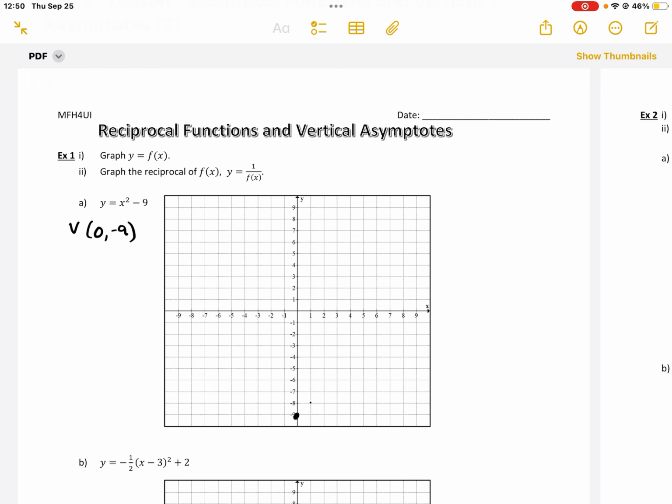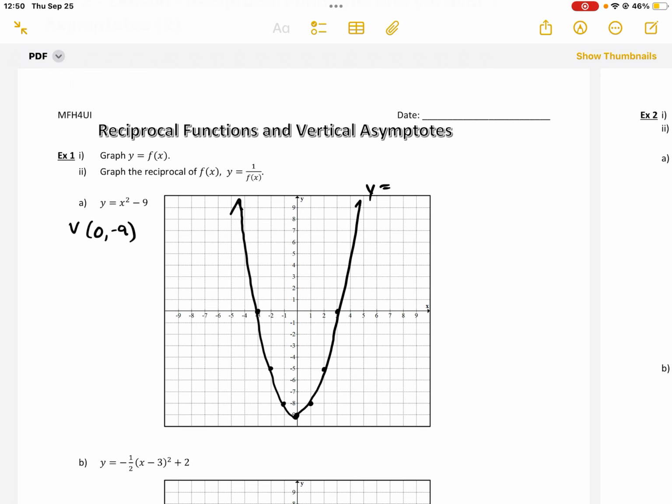So I'm going to plot that on the y-axis down here. To get my parabola, I'm going to go over 1, up 3, over 1, up 3. And then I'm going to keep going. I'm going to go one more, over 1, up 5, and then over 1, up 5 on this side. And I'm going to extend my graph. This is my f of x, my original function, right here.